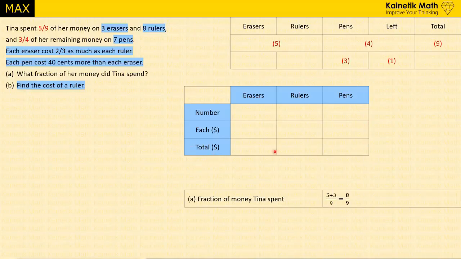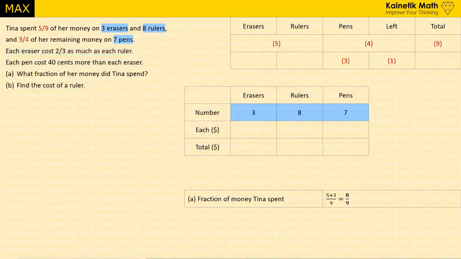So for this part, obviously we do not need to talk about what's left and the total. It's just the items that we are buying. So that's all we write as the heading on top. So once again, we start with the number of things. In this case it is very clear cut, right? 3 erasers, 8 rulers, 7 pens. That's all.